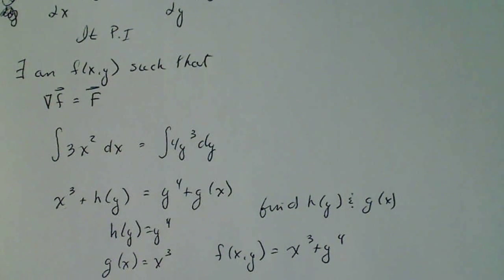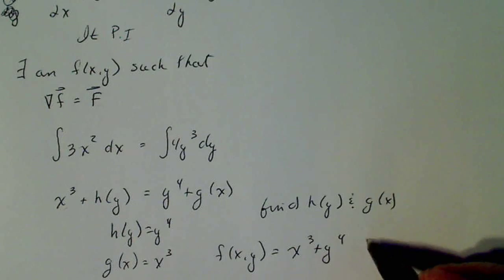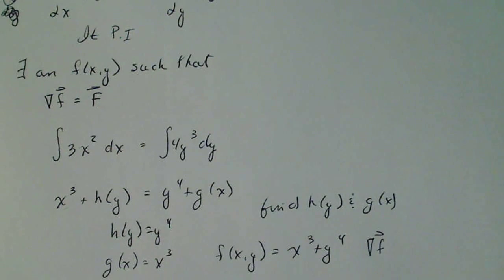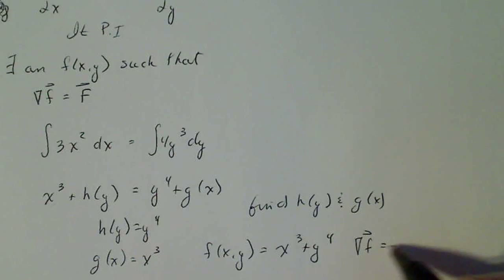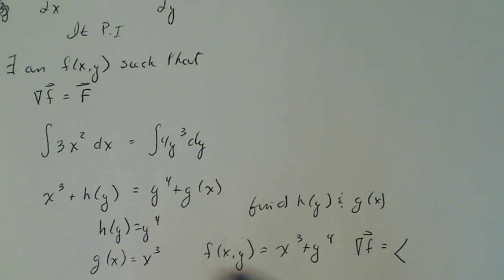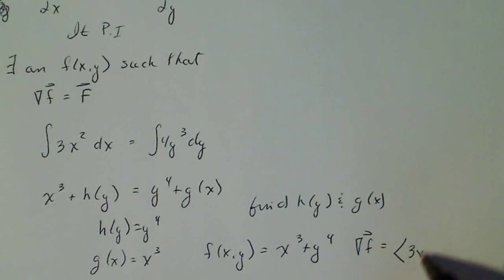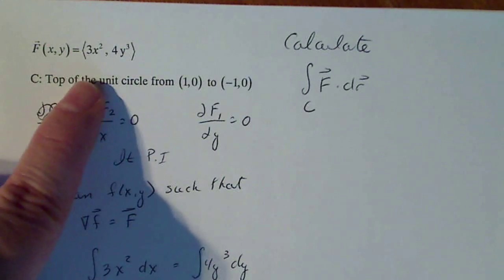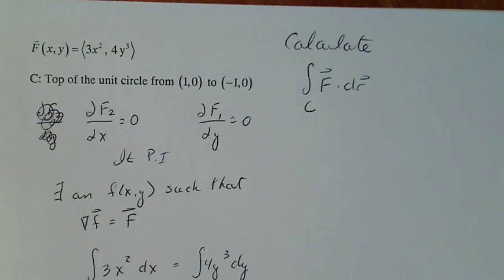Now, in order to believe that, all you have to do is test the gradient of f and see if it matches our vector field. So let's calculate that real quick. The gradient of f is the partial of f with respect to x. Well, that's going to be 3x squared. Then the partial with respect to y, which is the second component here, I need to take the partial of this with respect to y. That'll be 4y cubed. So 3x squared, 4y cubed. If we look back at the original function, 3x squared, 4y cubed. So we know we have the right potential function.